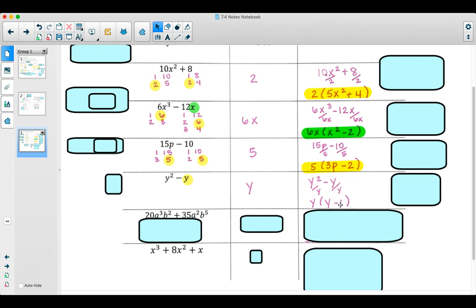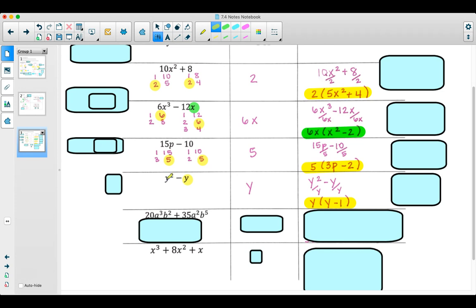Y divided by y gives me 1. I need that as a placeholder because if I redistribute and check my work, I want to make sure that I'm getting that y squared minus y. If I don't put that important -1 there, I'm not going to get that binomial back. So it's very important to have that term, that -1, as my placeholder. So y times the quantity y minus 1 is my answer in factored form.